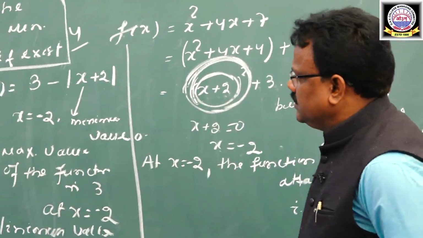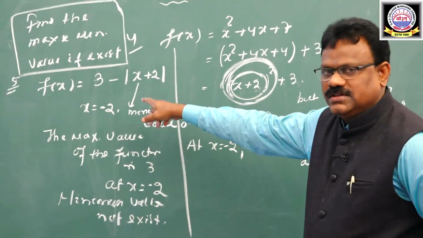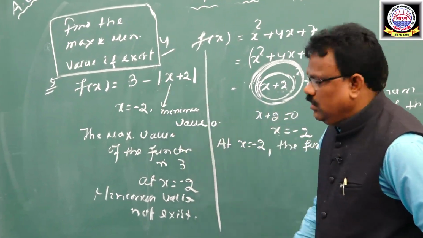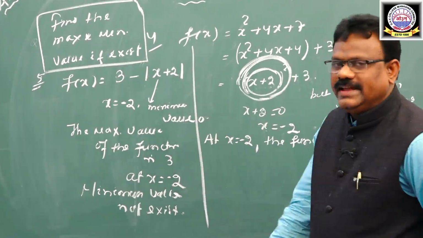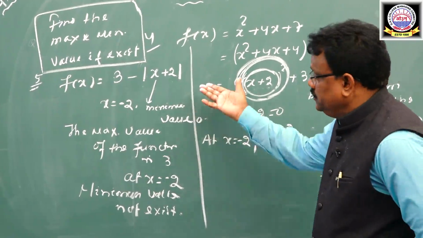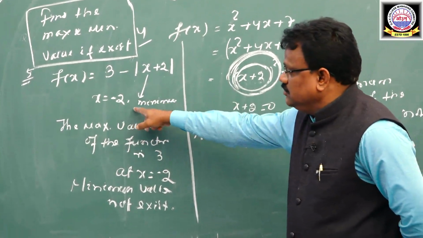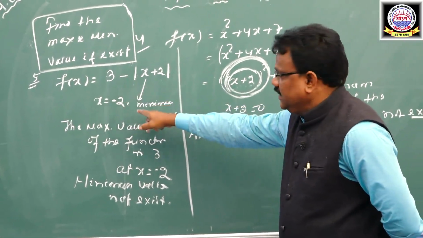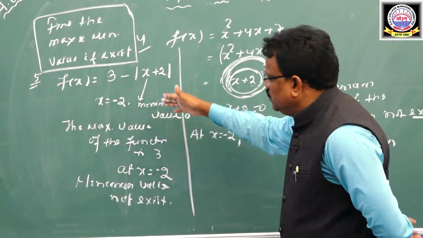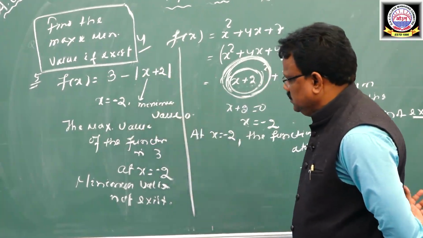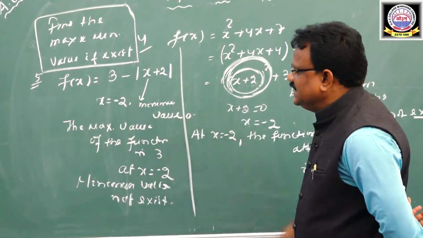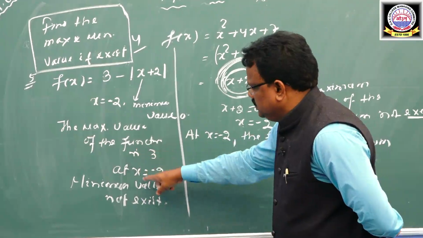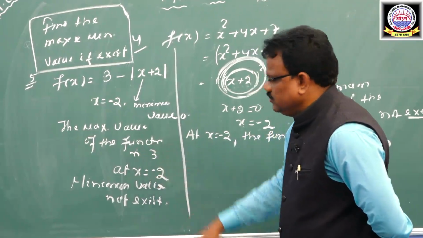Similarly, in example 5, I have taken one modulus function, 3 minus |x plus 2|. The modulus cannot be negative. The minimum value of the modulus will be 0 and this is attained at x is equal to minus 2. So the value of the function will be 3 at x is equal to minus 2. Henceforth, the value of the function will keep decreasing from 3. So the maximum value of the function is 3 at x is equal to minus 2.